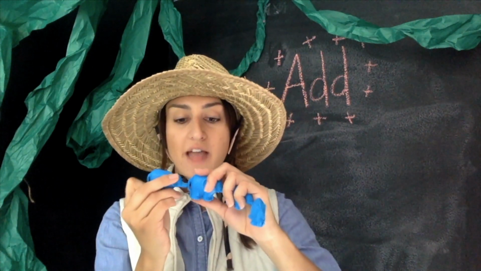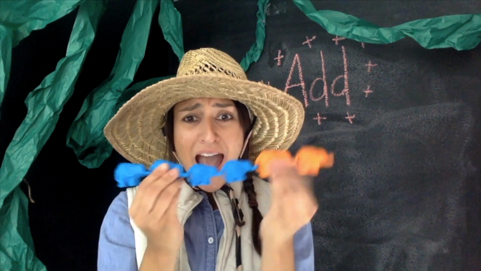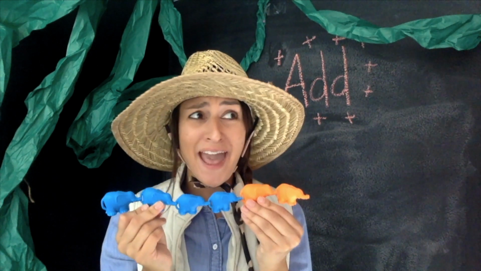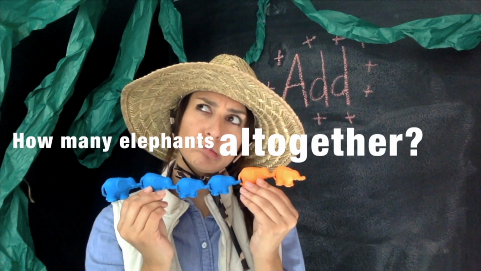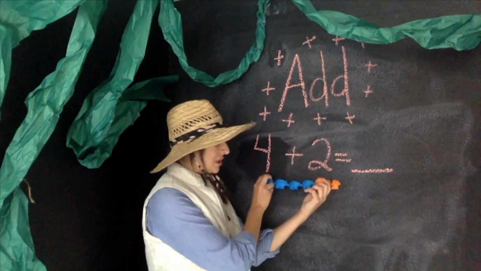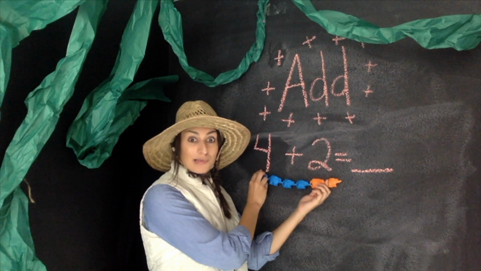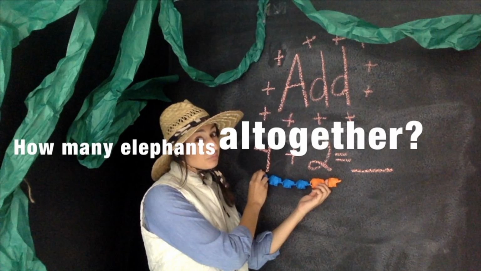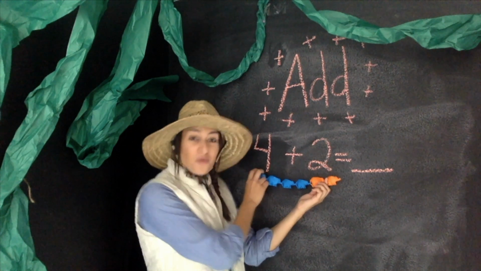Let's try again. I have 4 elephants plus 2 orange elephants. How many total elephants do I have all together? So 4 blue elephants plus 2 orange elephants equals, if you guessed 6, you're right!